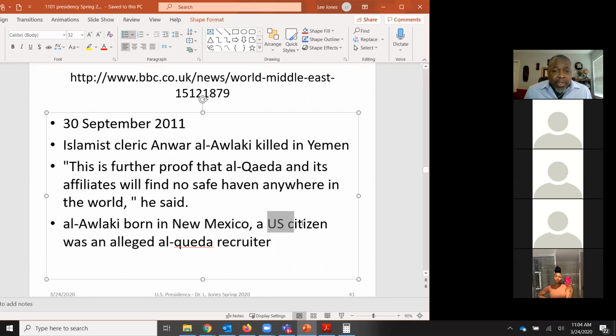That makes him a U.S. citizen, and that should mean that he has certain rights. However, the Obama administration essentially dropped a bomb on him.